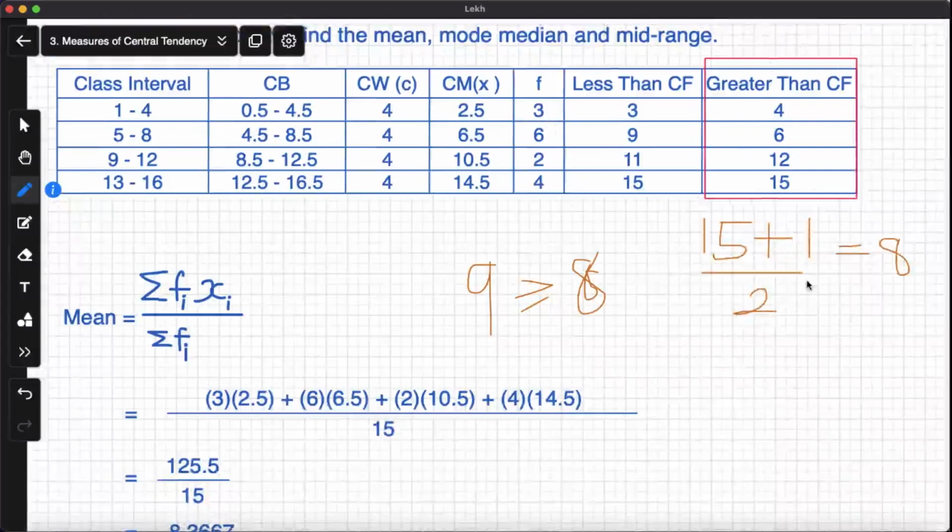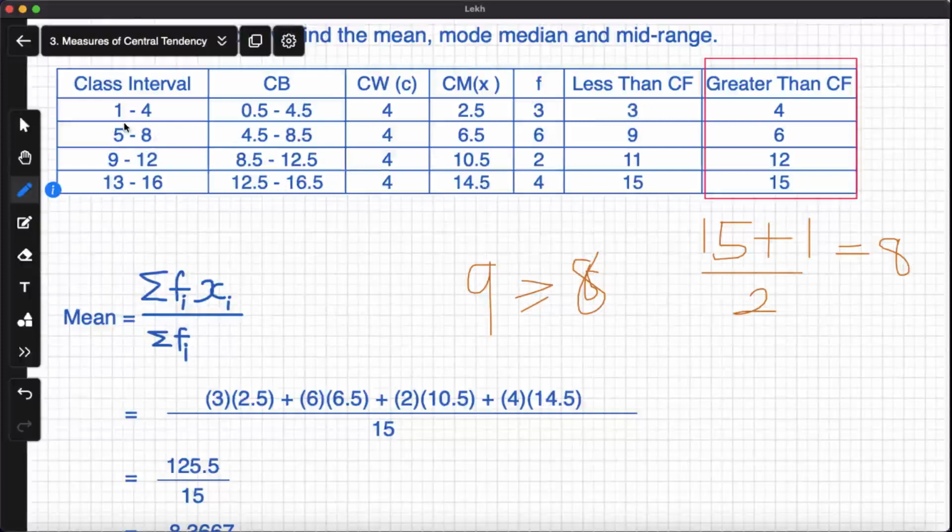So 3, and 3 is less than 8. So 3 plus 6 gives me 9. So definitely the 8th observation is going to fall somewhere around here. That's what I'm trying to say. And so it means that, because we said the 8th element should be our median, the median class is going to be somewhere around this.